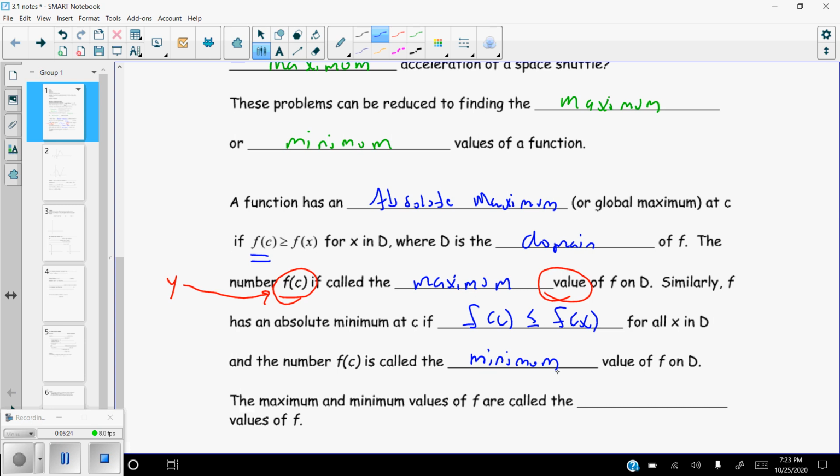So the maximum and minimum values of f are what are known as extrema.